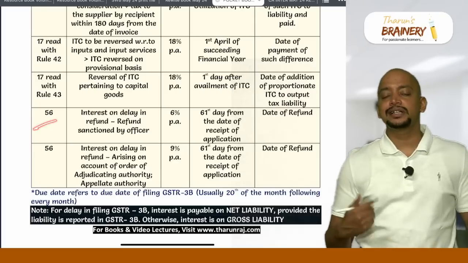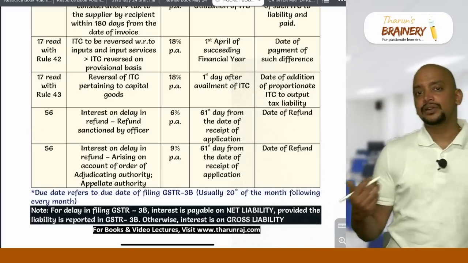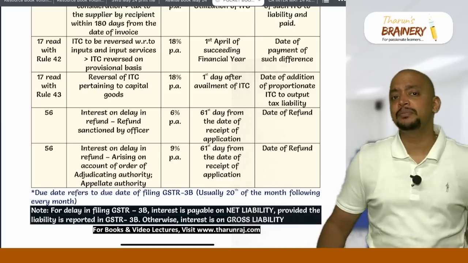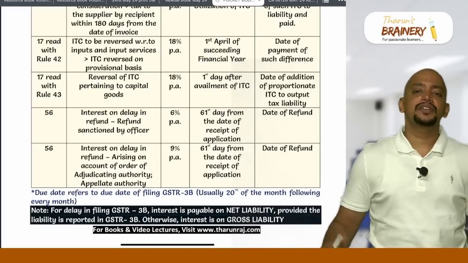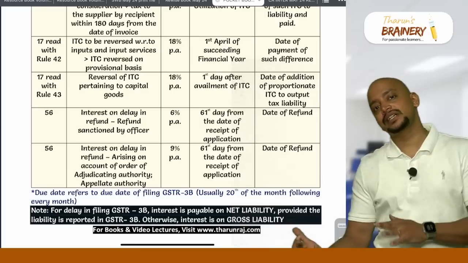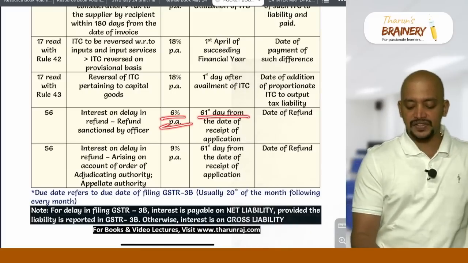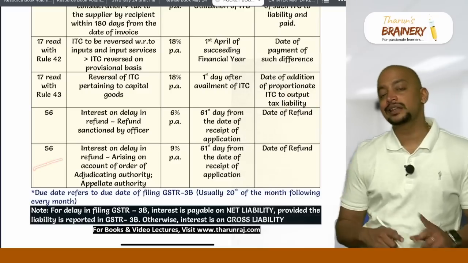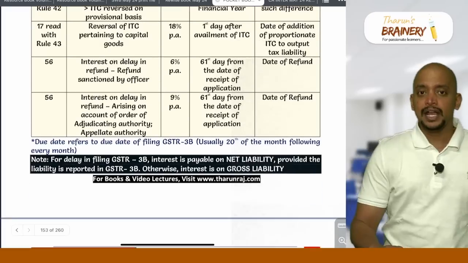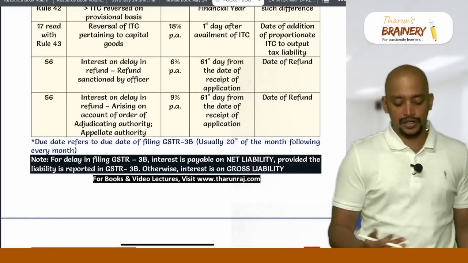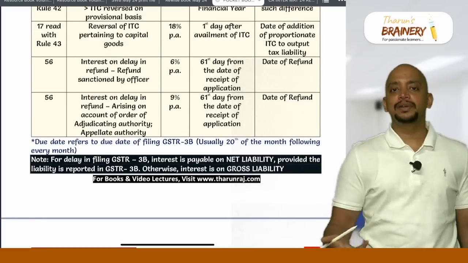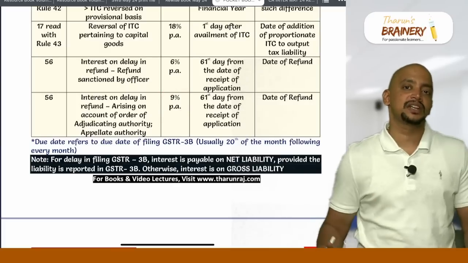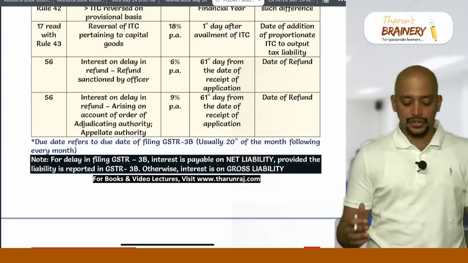Whereas section 56 covers interest on account of delay in refund. Usually, refund should be granted within 60 days from the date we make application for refund. If the refund is not granted within 60 days, from the 61st day the interest will be computed at the rate of 6% per annum till the date of refund. There is another refund under section 56, which arises on account of any adjustment order or appellate order, etc. Then the court will be granting the refund. The interest rate will be 9% per annum, again with the same time limit, from the 61st day from the date of application till the actual date of refund.